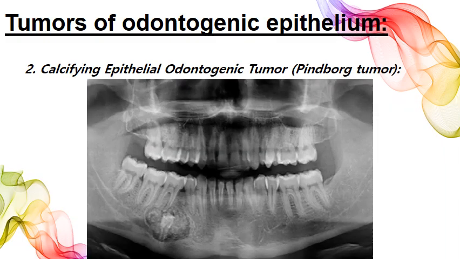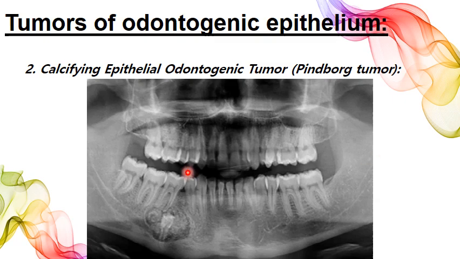Another benign odontogenic tumor of odontogenic epithelium is the calcifying epithelial odontogenic tumor, or Pindborg tumor. This is an uncommon lesion, accounting for less than 1% of all odontogenic tumors, mostly encountered between the ages of 30 and 50, usually located in the mandible, as we said, and as we will see, most of the odontogenic tumors are located in the mandible. The clinical presentation is a painless, slow-growing mass. This is also a common feature of most odontogenic tumors.